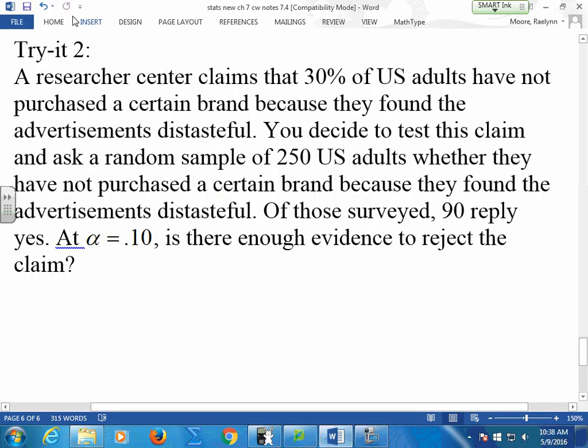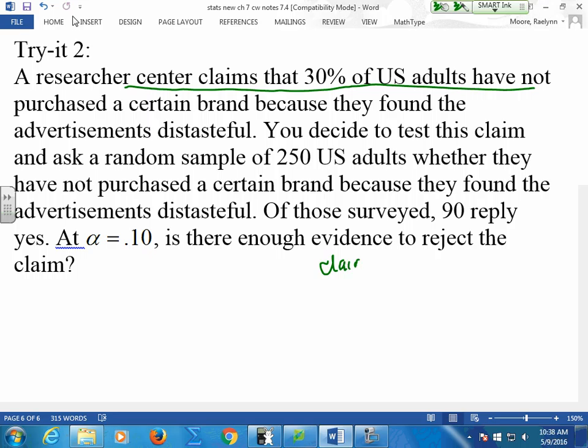Okay. So, here's our claim. 30%. How do I know this is a claim? Because percent, proportion, P. 30% of U.S. adults have not purchased a certain brand because they found advertisements distasteful. You decide to test this claim and you ask a random sample of 250 U.S. adults whether they have not purchased. Just because they have not purchased, that's part of your statement, so that doesn't make you a not equal. They found the advertisements distasteful.